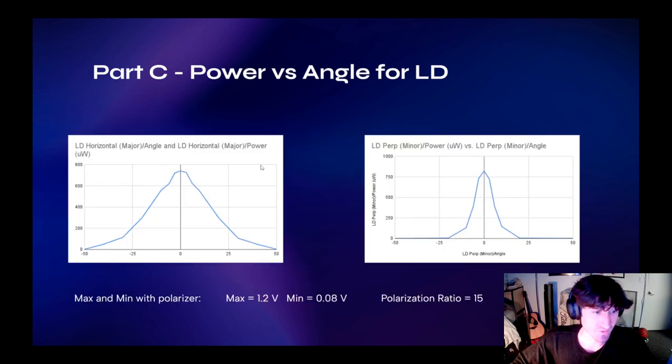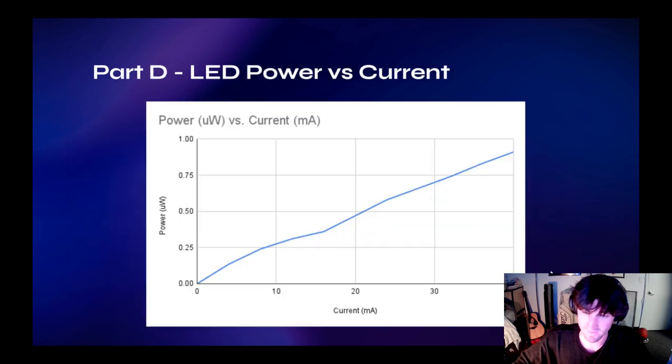For the LD with the major axis horizontal, we got a pretty broad graph here. Whenever we adjusted it to vertical, we got a very sharp graph right here. After putting our max and min with the polarizer, we got a polarization ratio of about 15.